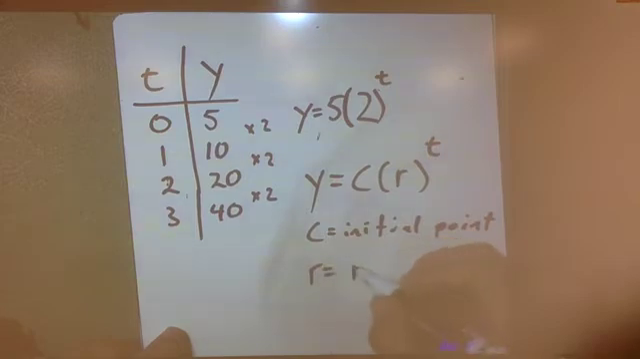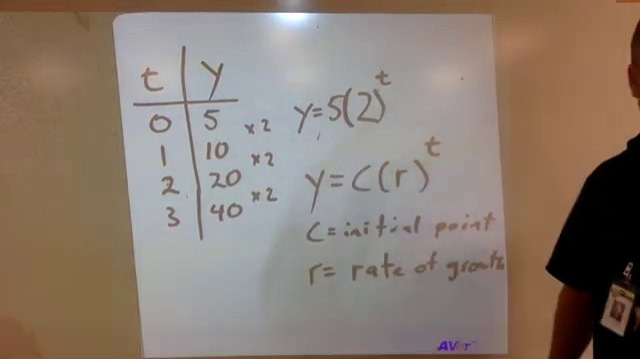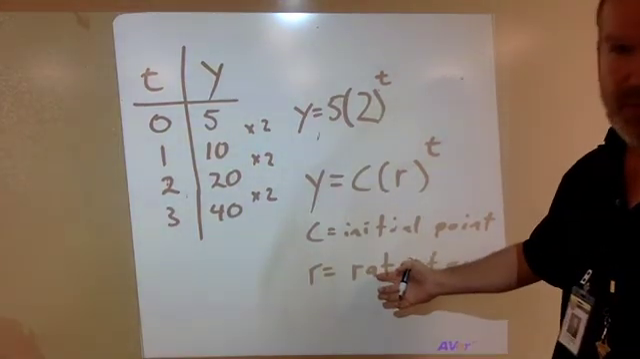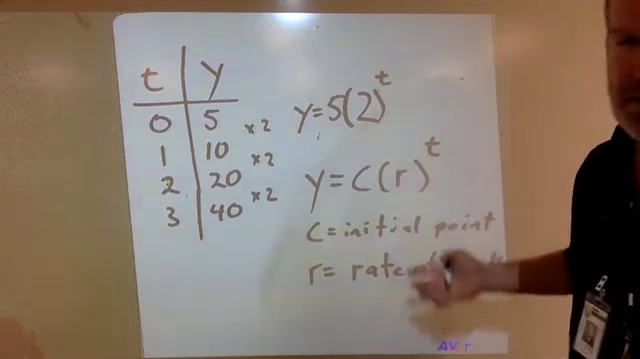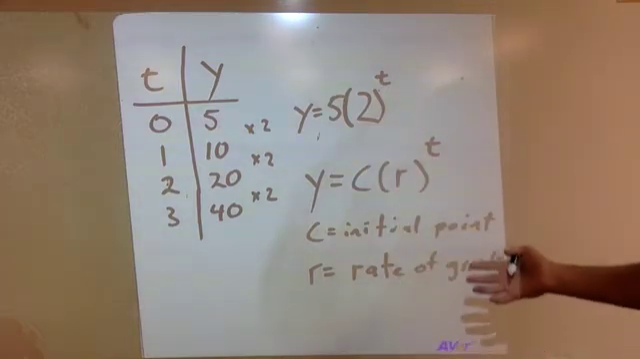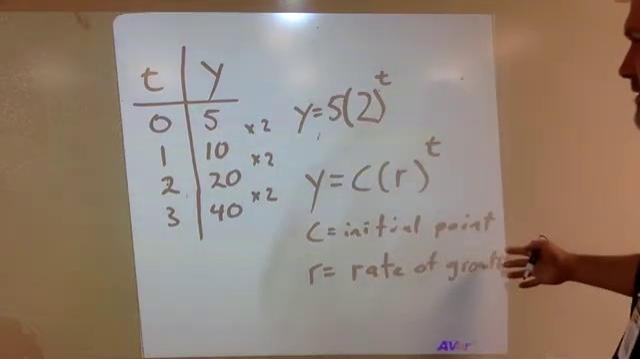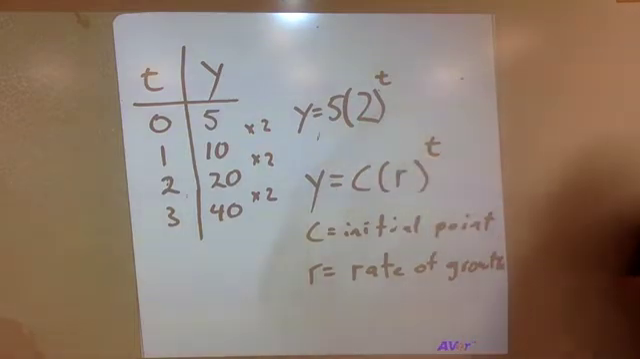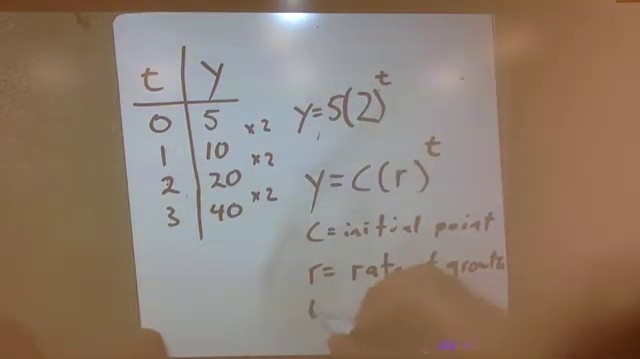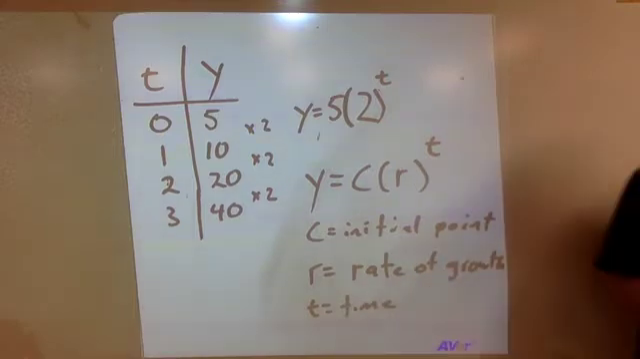R stands for rate of growth, which makes sense because we've always known it as rate of change. It still has the word rate in it. That's why we're using an R. So that's pretty nice that they use an R for rate of change. Just call it rate of growth. And T is your time, and that's going to be your exponent. That's what x is now. All right, so it's not too bad.